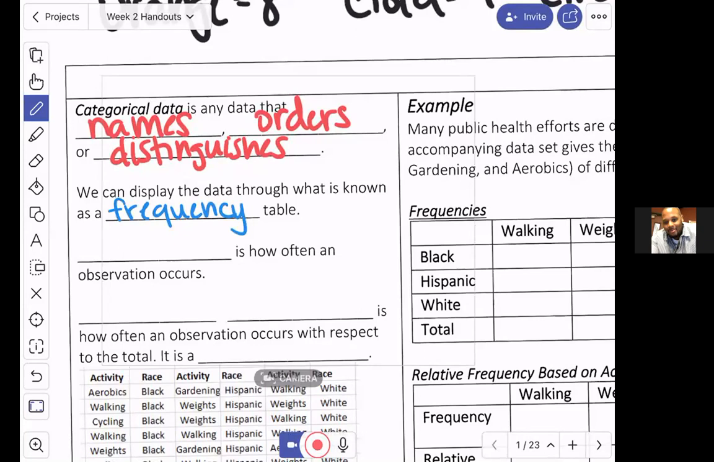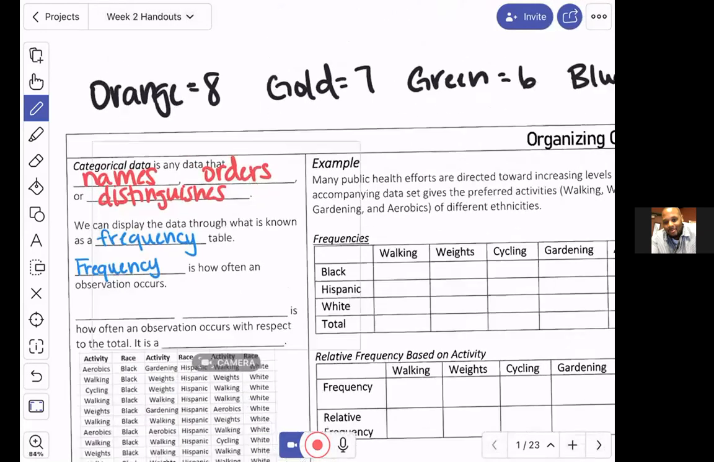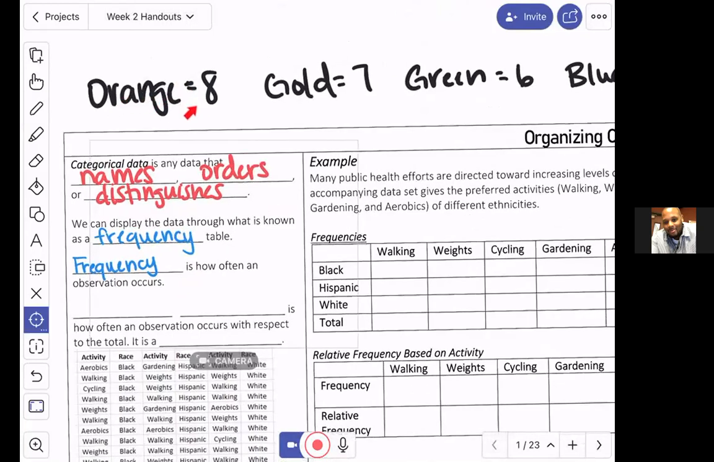And frequency itself. Frequency is how often an observation occurs. So it's how often we observe something. In this case, our frequencies would be: we observed how many people, or how often did that occur?